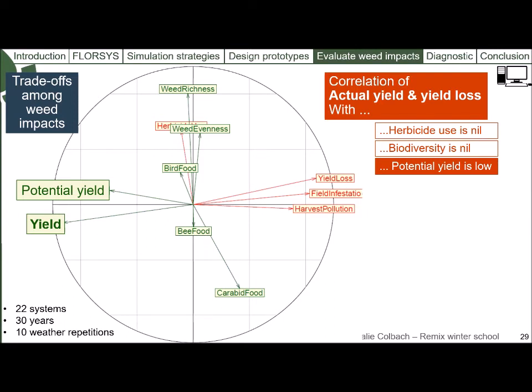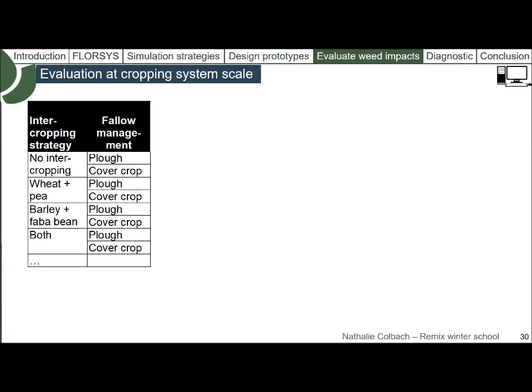We then looked at different indicators here, for instance, indicators of wheat flora in terms of species richness or field infestation. Then we have an indicator of wheat contribution to biodiversity, food offer for farmland birds. And finally, we have indicators of wheat impact on production. We have yield in the presence of weeds, we have yield loss due to weeds, and we have harvest contamination by weed seeds and debris.